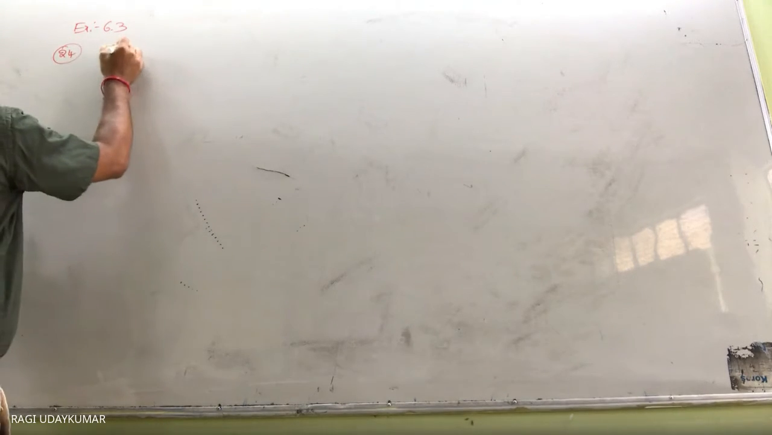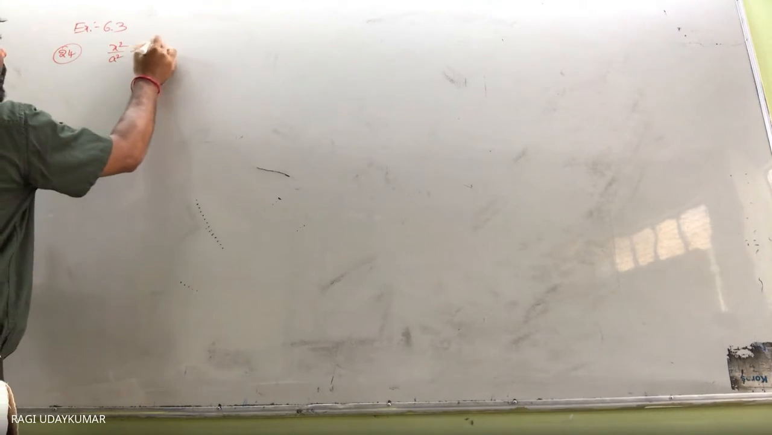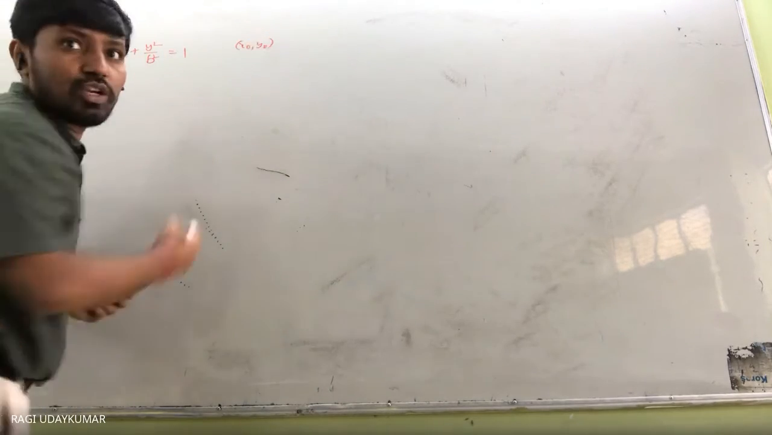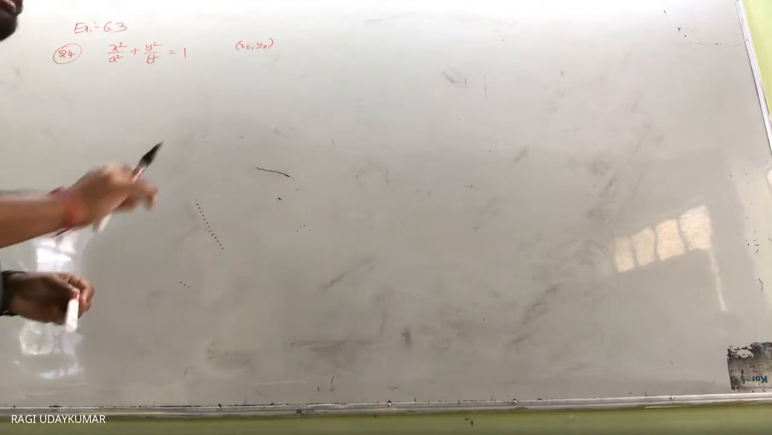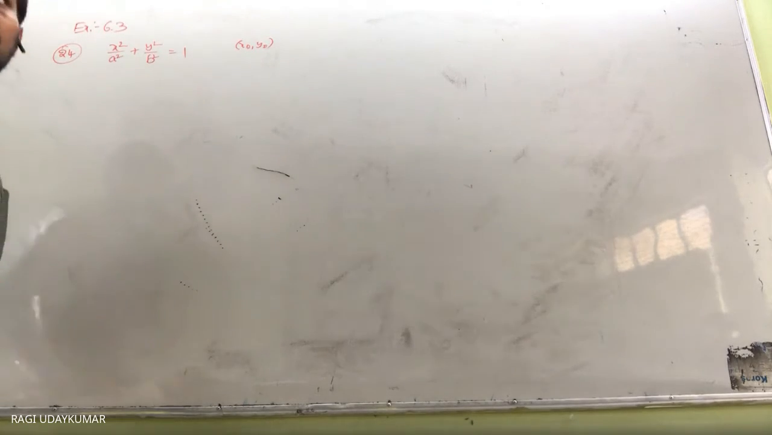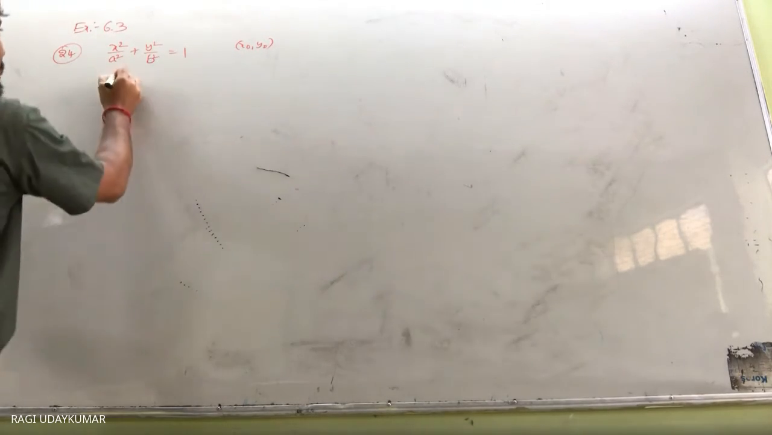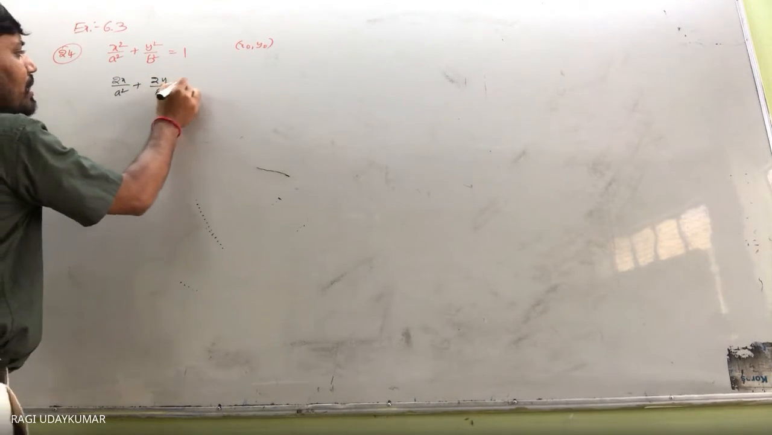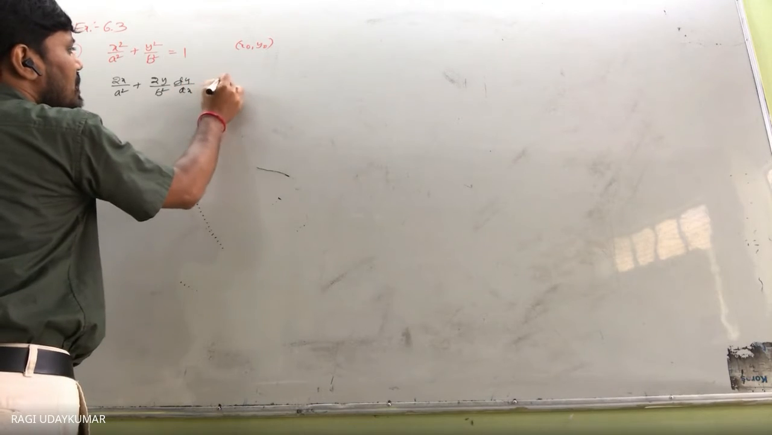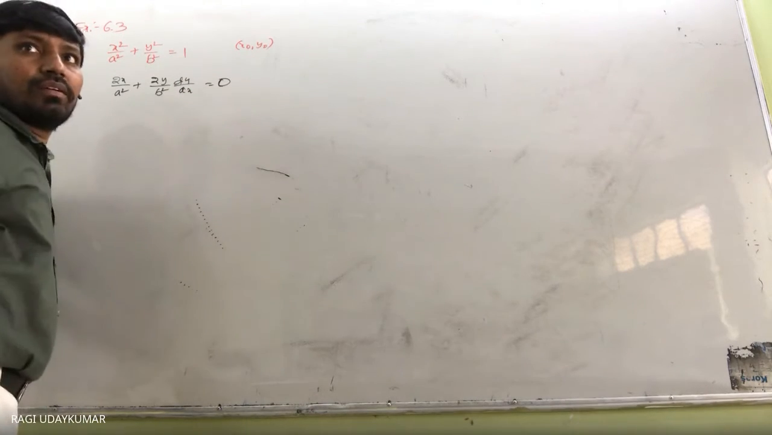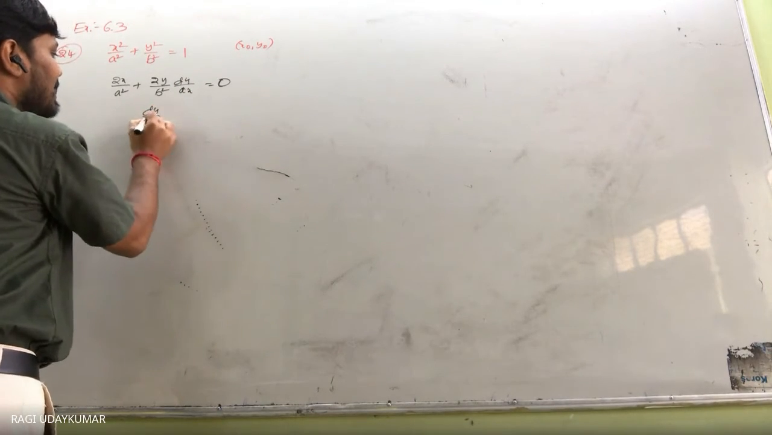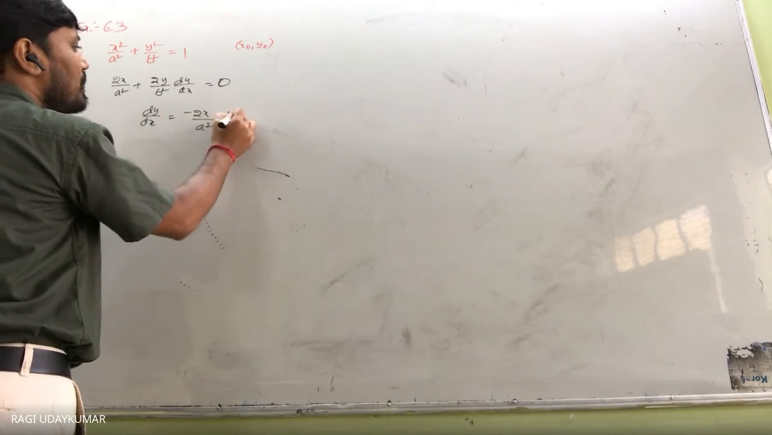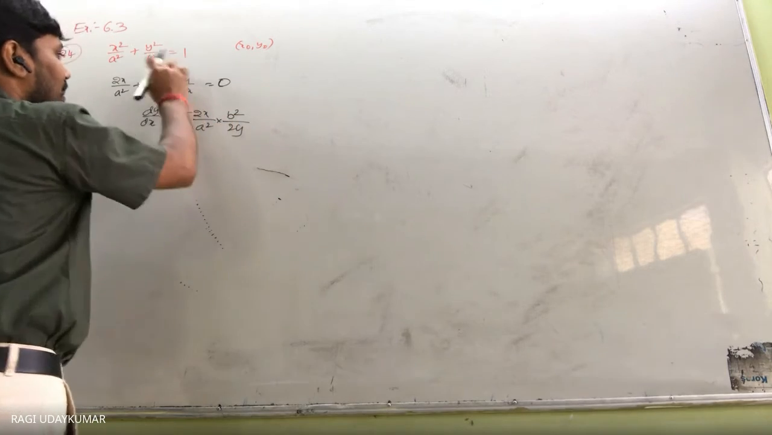Okay, so what is the question here? I am going to do it a little bit faster. At the particular point x0, y0, you need to differentiate this with respect to x. So 2x by a square, 2y by b square, dy by dx is equal to 0. So from this dy by dx is equal to minus 2x by a square into b square by 2y. Take this directly here.